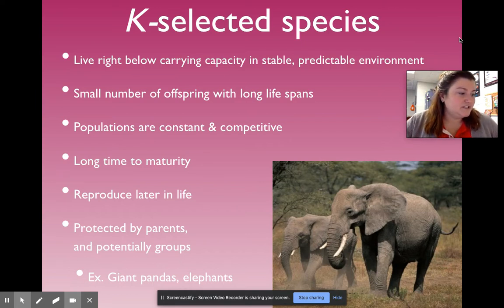So with K-selected species, they're not going to have a lot of offspring. And their offspring and the species in general is going to have a long lifespan. These populations are generally really constant and competitive. So populations stay pretty level. It takes a long time for them to reach maturity. They reproduce later in life when they're older. They're protected by parents and potentially by whole groups of adults of that species.